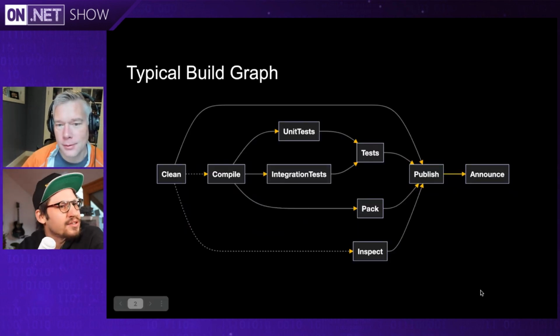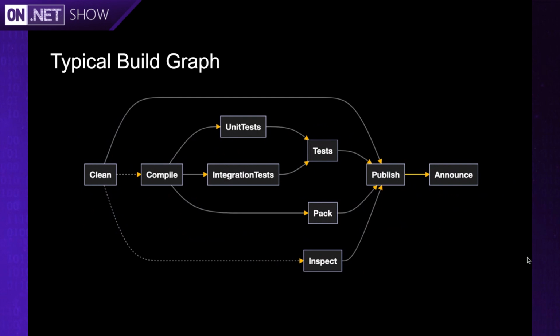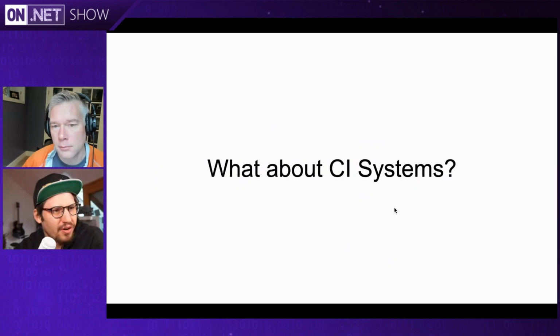Let me see. For those who are not exactly familiar with what build automation is, this is a typical build graph. So we would do something like clean, compile, publish, etc. And the arrows are kind of in the different direction, but that is because of the tool that I use to generate this graph. I want to also briefly talk about the elephant in the room, and that is, what about CI systems?